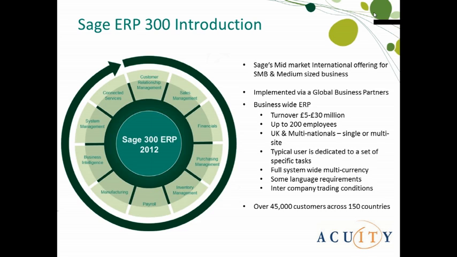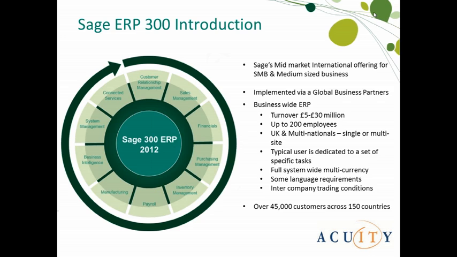This is typically aimed at companies with turnover of 5 to 30 million, and again up to 200 employees. The distinction really would be that Sage ERP 300 is specifically designed to cater for the requirements of UK companies that are trading or have trading entities in other geographies, or indeed companies that are multinational. As with Sage 200, a typical user might be dedicated to a specific set of tasks, so they might primarily operate within the CRM environment, or within the commercials environment. That is, again, deployed dependent on their user profile and the modules that are selected.